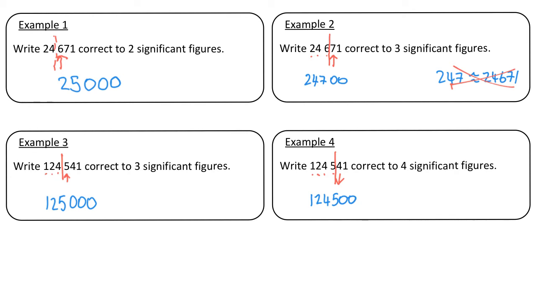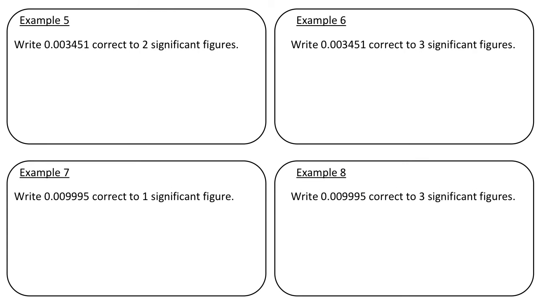And 124,541 has been rounded down to 124,500. Example 5. Write 0.003451 to 2 significant figures.